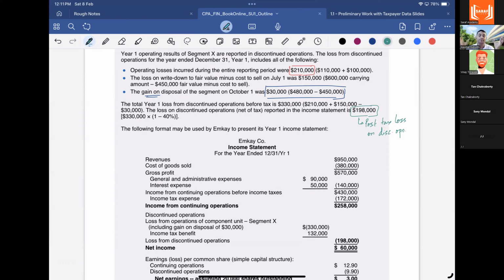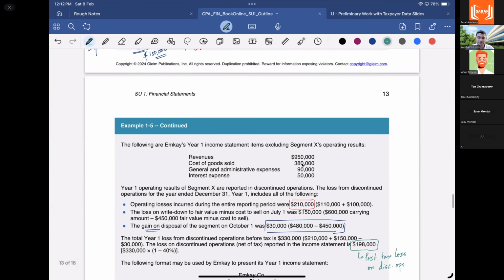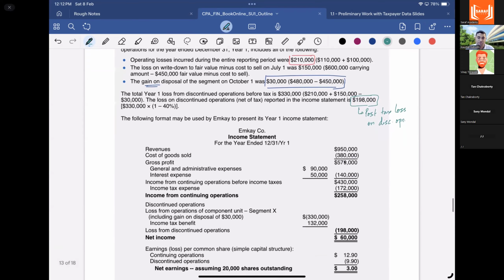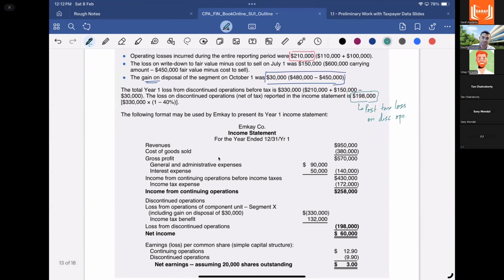You will not add it together with continuing operations. What will you do? You will show it as a separate line item. For example, your revenues became 950. I don't know whether we have this figure. Oh, okay. We have $950,000 as your revenue. Cost of goods sold is 380, and then you have gross profit. From gross profit you subtract general administrative expenses and interest expense, and then you have your operating expenses.